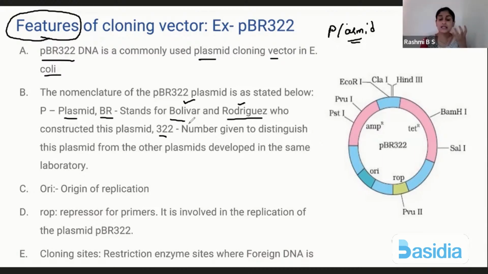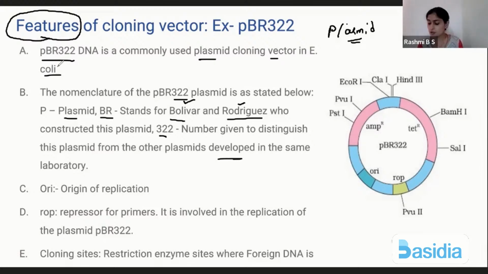Yes. So these two scientists, Bolivar and Rodriguez, discovered this plasmid from E. coli, and it was the 322nd model developed in their laboratory. Hence, as a recognition, they gave the number 322. So this is how this plasmid got the name PBR 322.